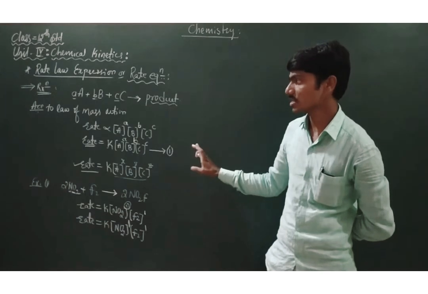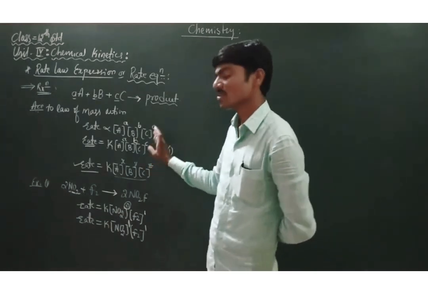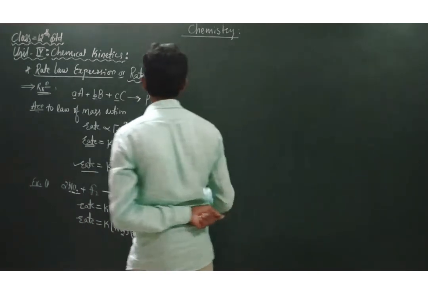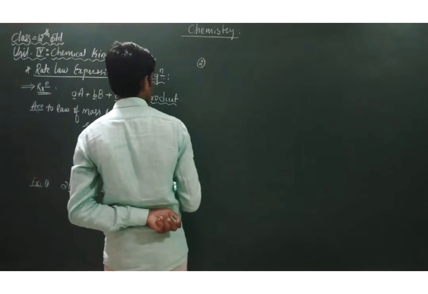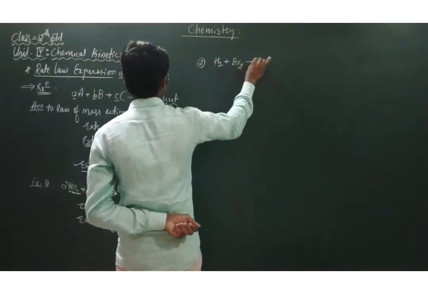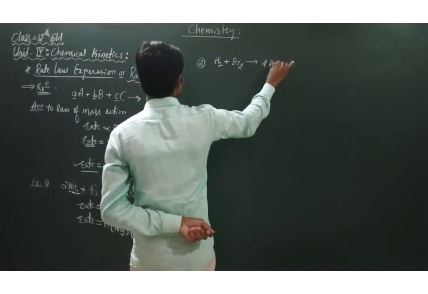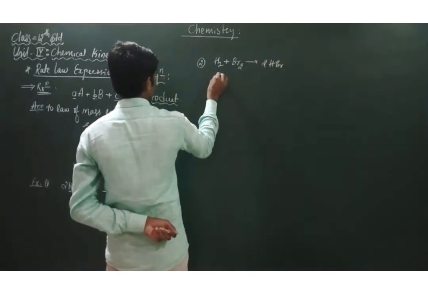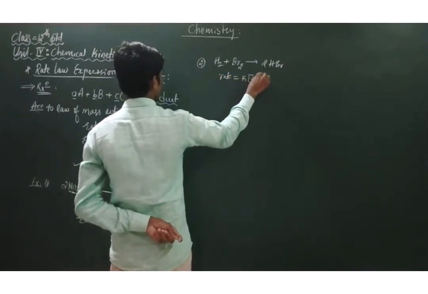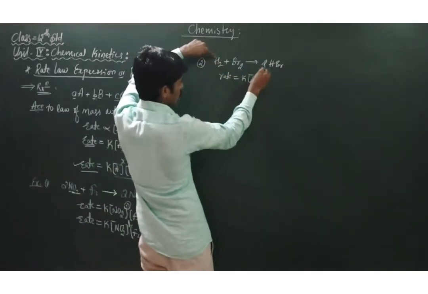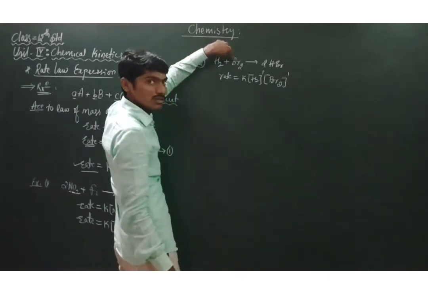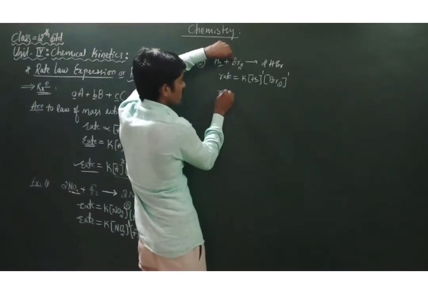The simple balanced equation, which we write using the law of mass action, will not work here. So we need a balanced equation. For example, let us see one more example: H2 plus Br2 gives 2HBr. Now according to the law of mass action, how do we write it? Rate is equal to K into concentration of H2 to the power 1 into concentration of Br2 to the power 1. Am I right?